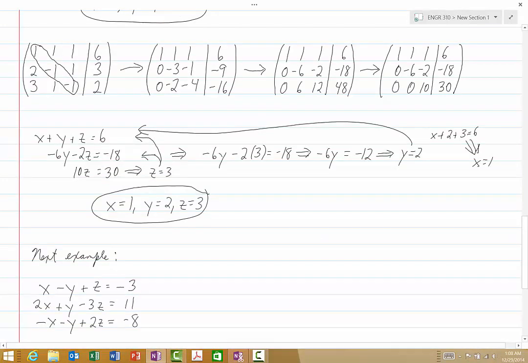Okay, our final example for this lecture will be this system of equations. x minus y plus z is negative 3. 2x plus y minus 3z is 11. And negative x minus y plus 2z equals negative 8. I encourage you in the strongest terms to now stop the video, try this on your own, and then we'll look at it together.